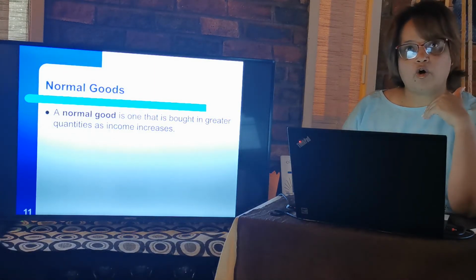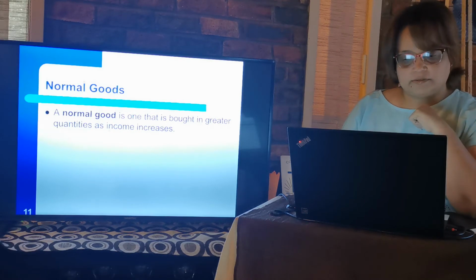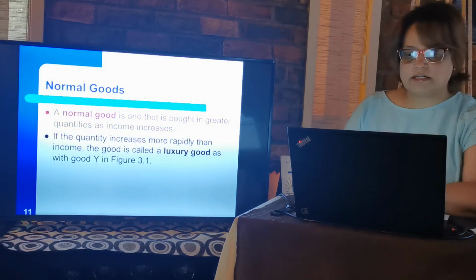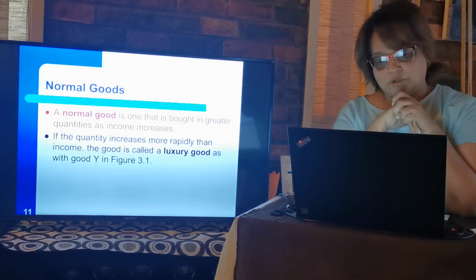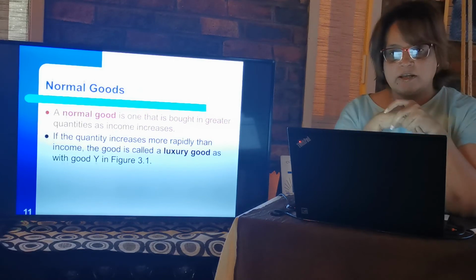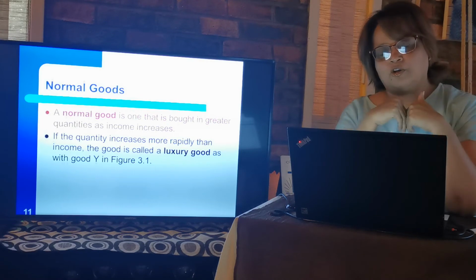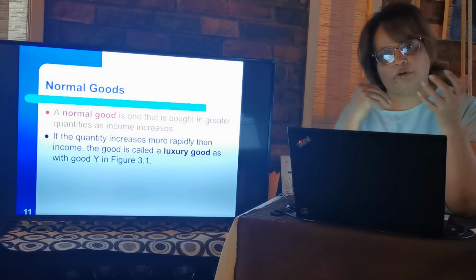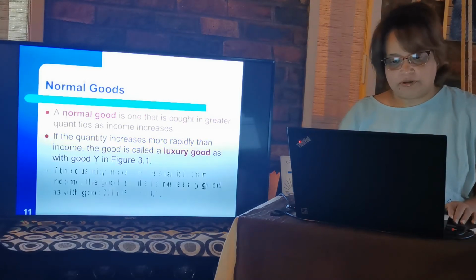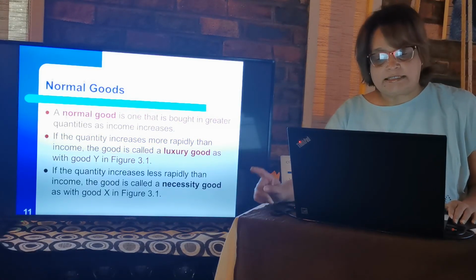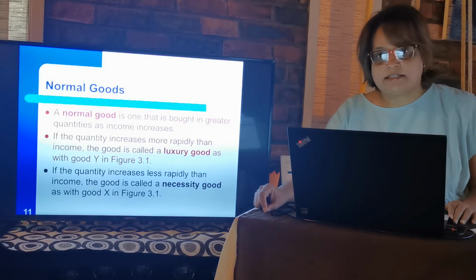When you opt to buy more of a specific product, if the quantity increases more rapidly than the income, the good is called a luxury good, as with good Y. So why are we saying that? A luxury good is because you want it and you can afford it. The buying power is there. So that we call a luxury good. If the quantity increases less rapidly than income, the good is called a necessity.